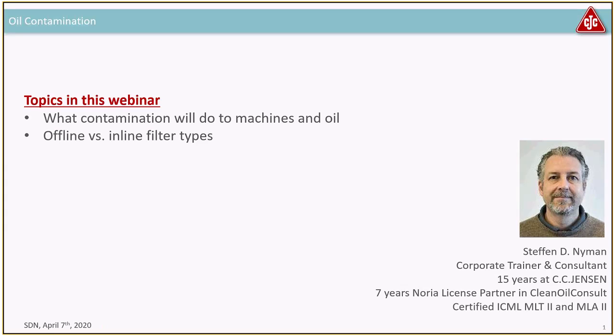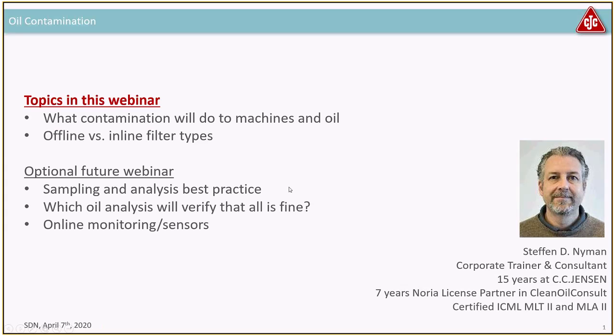Today we'll be discussing contamination, what it does to machines and oil, and the difference between an inline and an offline filter type. So you could say depth media versus thinner media, and why we have two types for that. There may be a potential future webinar where we can talk about sampling and analysis best practice, which analysis will verify everything is okay, maybe some online monitoring and so on, and that we may offer as soon as possible. If you're interested in that, you could contact your normal CCJENSEN contact.